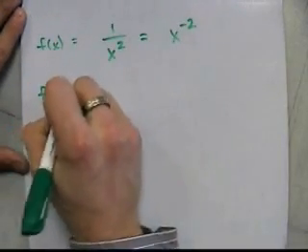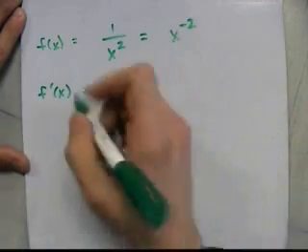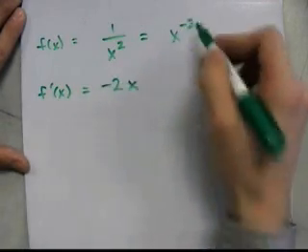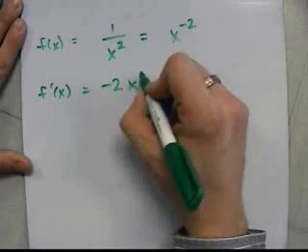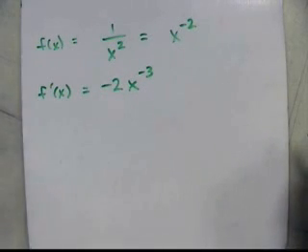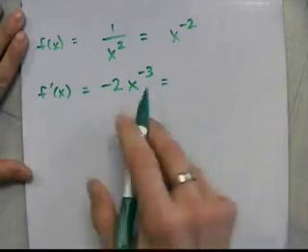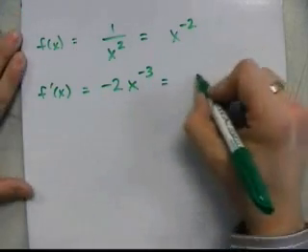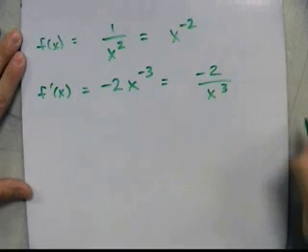So the derivative of this: just move the negative 2 in the front, reduce that power. All right, we're subtracting 1. And then we don't like negative exponents in our final answer, so we just change that. So it's negative 2 over x to the third.